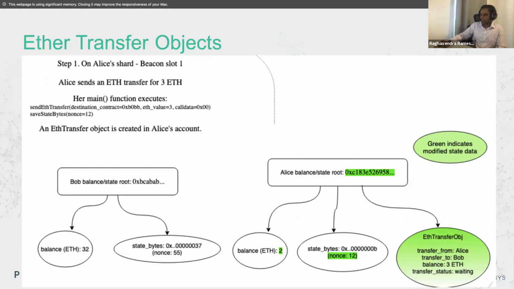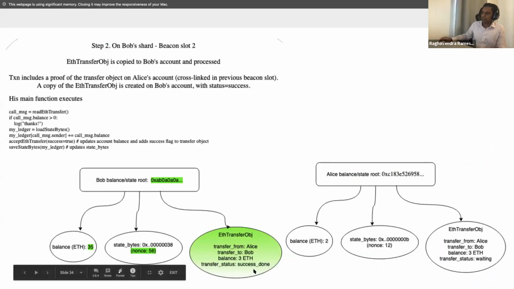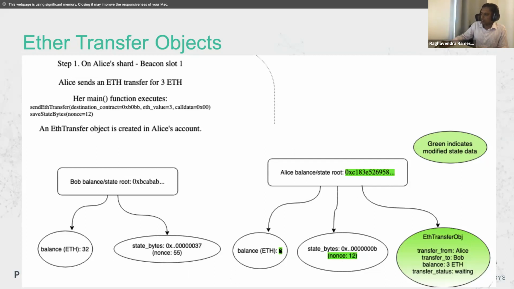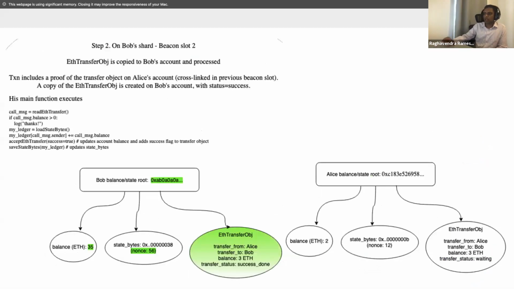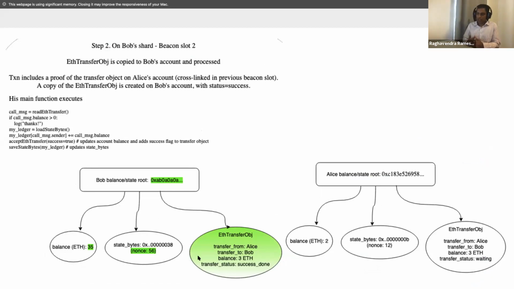And in the next slot, this object is presented to Bob's shard, and Bob will create the same object, but this time with the transfer status as done, and affecting the transfer. Note that in the previous step, the balance was decremented. The debit to Alice happens, and here the credit to Bob happens. Now he will have this ETH transfer object in his state.